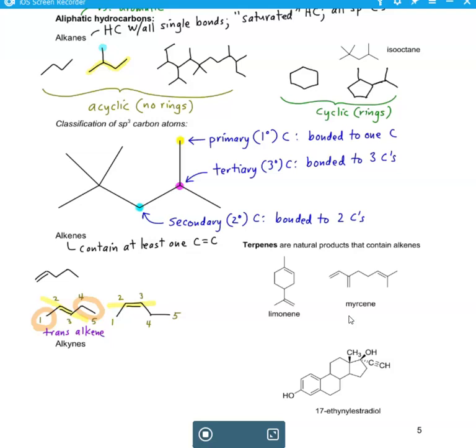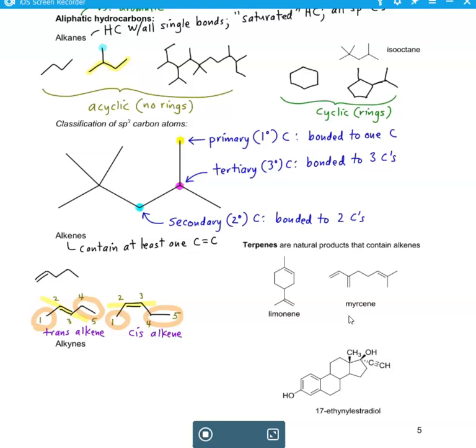as opposed to the other example, where the two groups, so these are the two groupings attached to the carbons in the double bond, those two groups are on the same side of the double bond. So we would call that a cis alkene. And by groups, I just mean groups of atoms. So you can have trans alkenes and cis alkenes, and you can also have alkenes that are involved in rings.